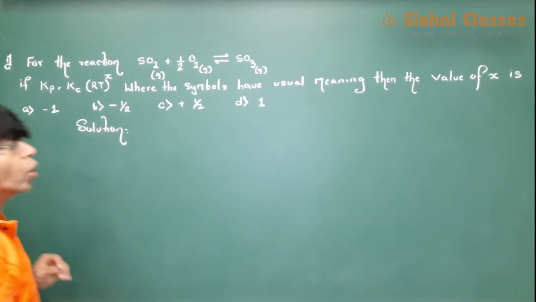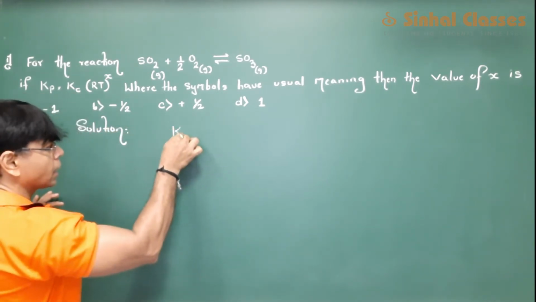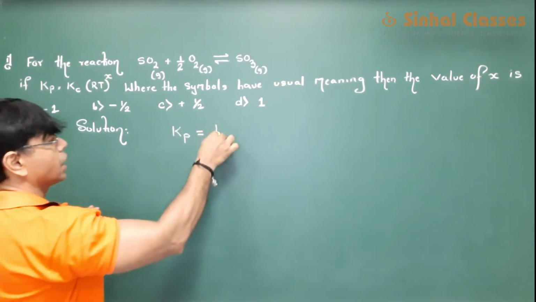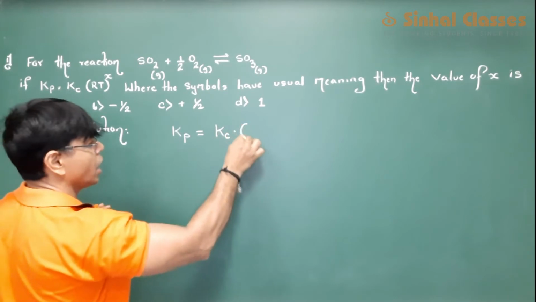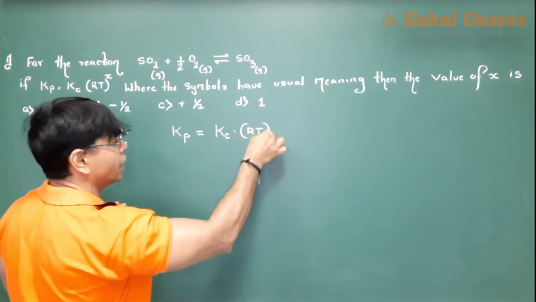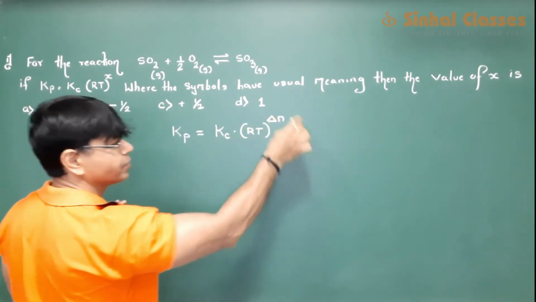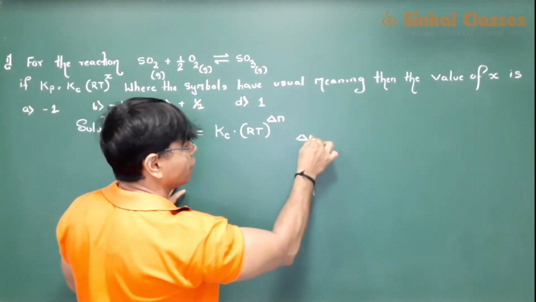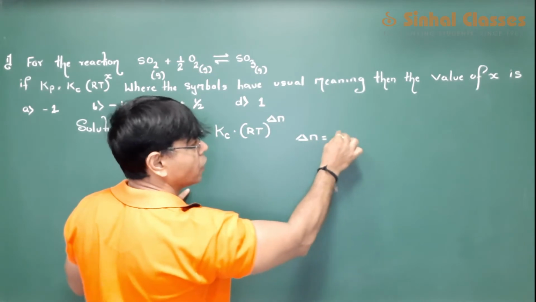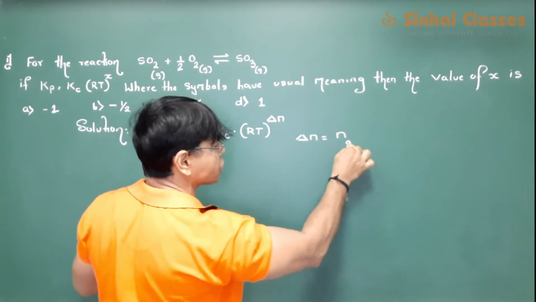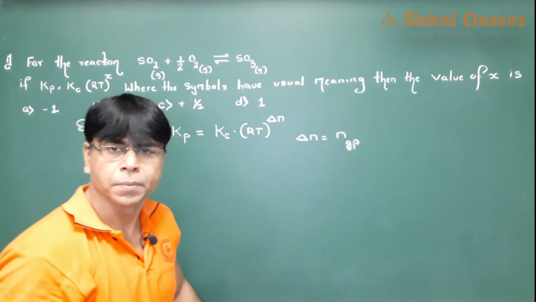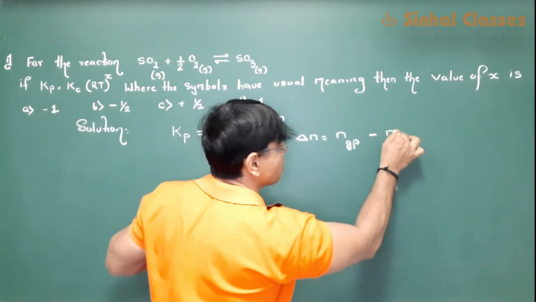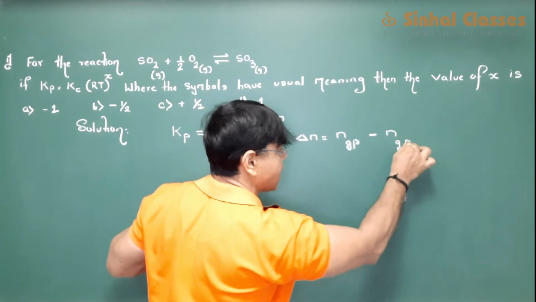Now we all know Kp is always equal to Kc into RT raised to delta N. Now what does delta N stand for? It stands for moles of gaseous product minus moles of gaseous reactant.